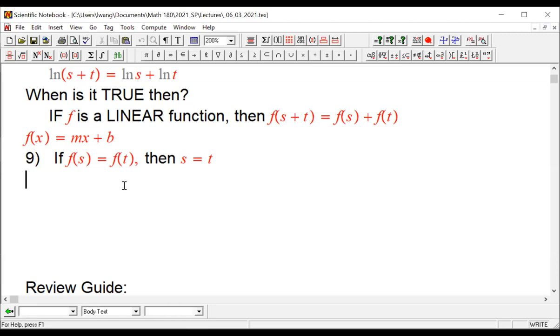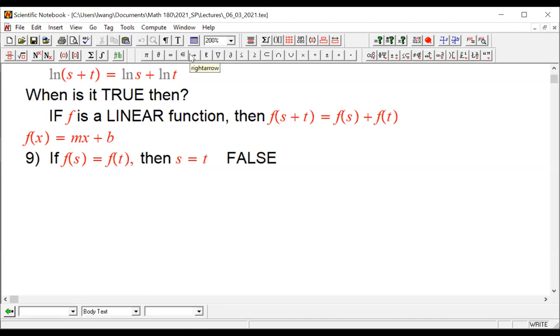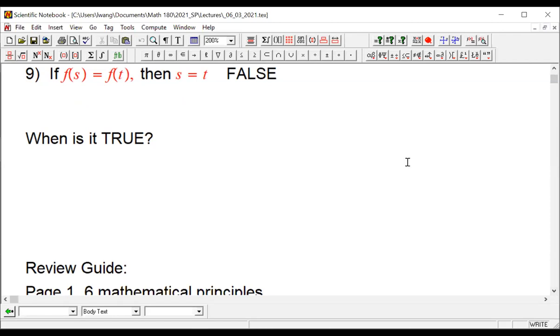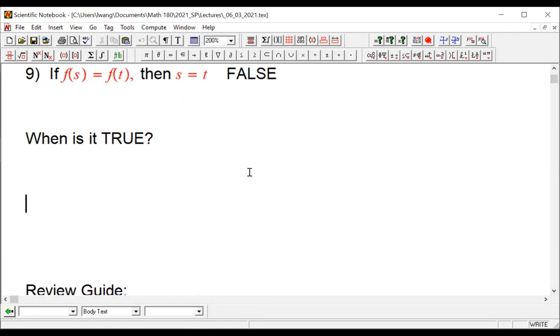So in general, if you don't tell me the specifics about the function, then this is false. Okay, but one is true. So these are the questions we're going to ask, that mathematics examines. Can we judge from output about input? Can we draw a conclusion from output about input?